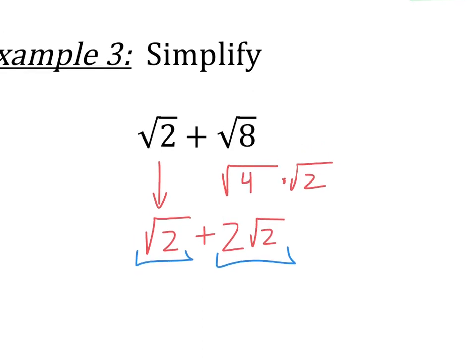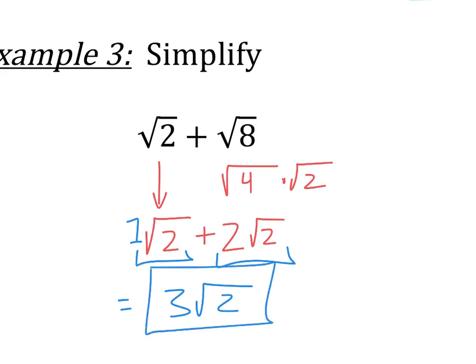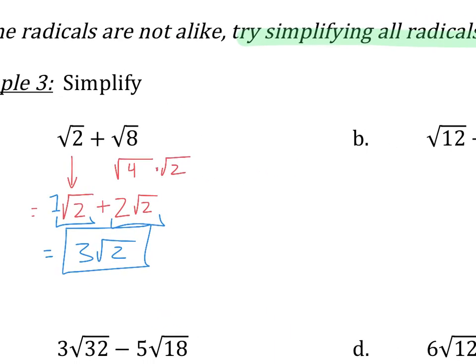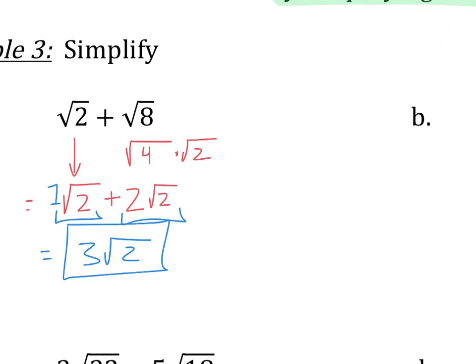There's an invisible 1 here. So this is 1 square root of 2 plus 2 square root of 2. That equals 3 square roots of 2. Okay? That's the idea. So it didn't look like they were the same, but they end up being the same.